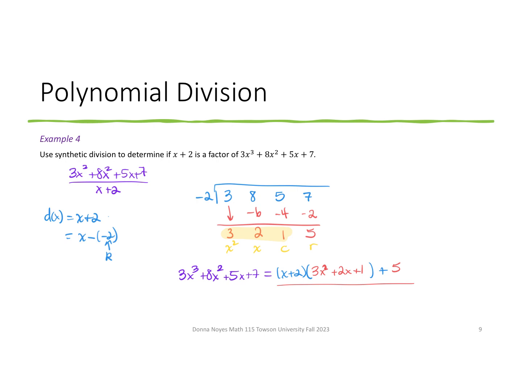And again, if we wanted to, we could have just said that the division itself, 3x cubed plus 8x squared plus 5x plus 7 divided by x plus 2, we could say is just this: 3x squared plus 2x plus 1, and then plus 5 over x plus 2. So there's a couple different ways we can write this solution.